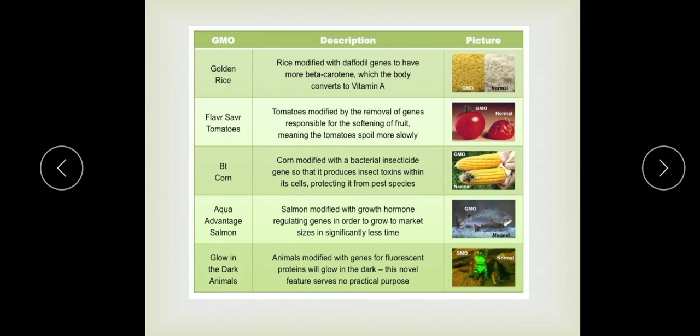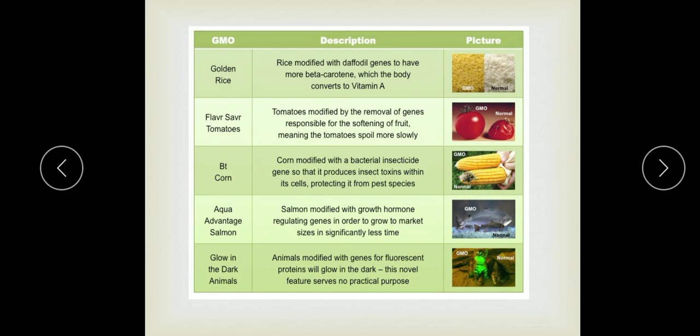It is corn which is modified with the help of genes taken from bacteria, and these genes produce a protein that is called BT protein. This protein is actually a toxic material for the insect. So as a result, the plant becomes insect or pest resistant.